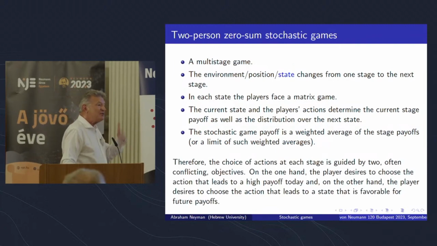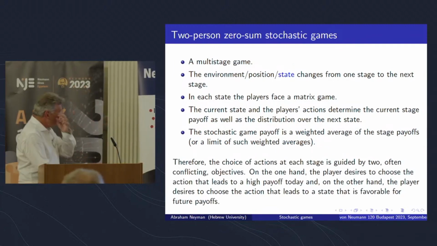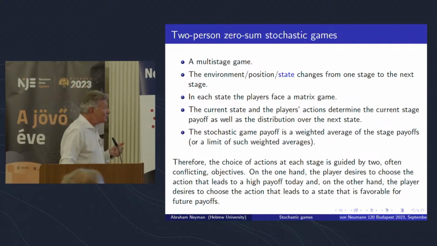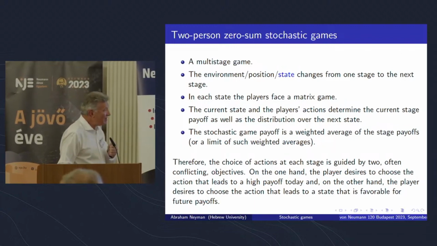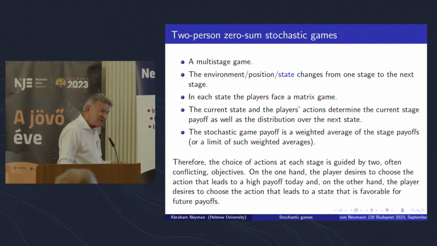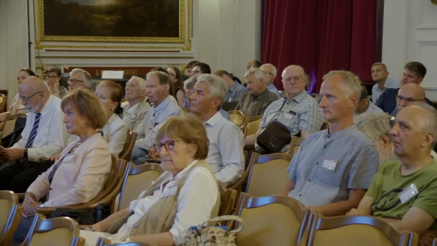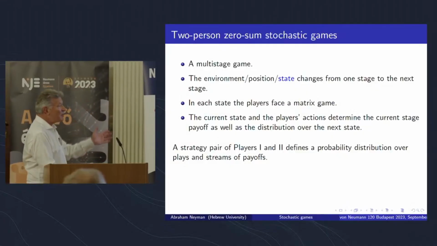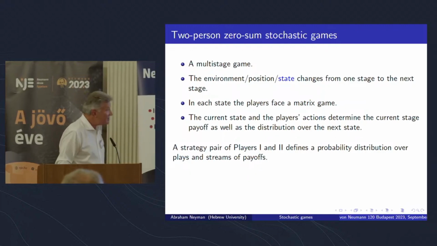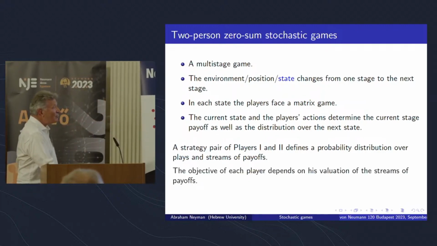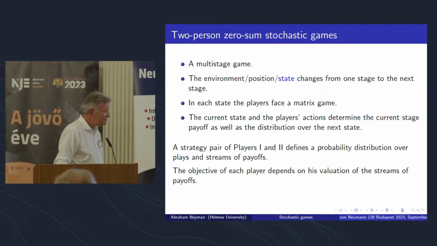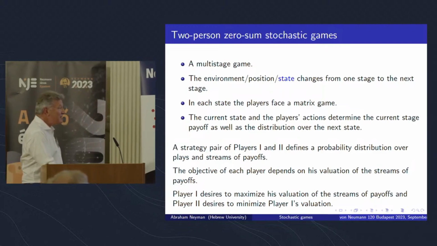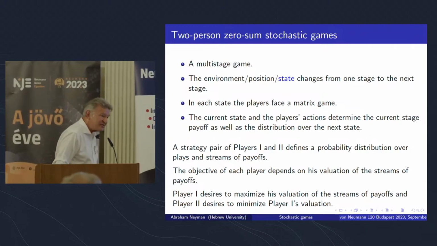Therefore, in a stochastic game, in all the applications, and also in the mathematical theory of it, the choice of action at each stage is guided by two often conflicting objectives. On the one hand, you want to maximize the payoff that you get today in this period, but on the other hand, you want to guarantee that you are moving to the next state that is favorable for you. A pair of strategies like before of player 1 and player 2 define a probability distribution over plays, and therefore also over the streams of payoffs. And the objective of each player depends on his valuation of the streams of payoffs. Player 1 desires to maximize his valuation of the stream of payoffs, and player 2, who is the adversary of player 1, tries to minimize it.